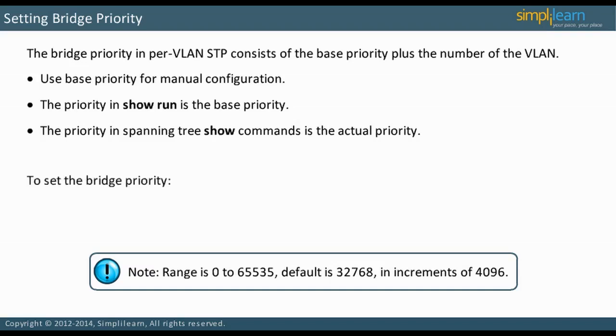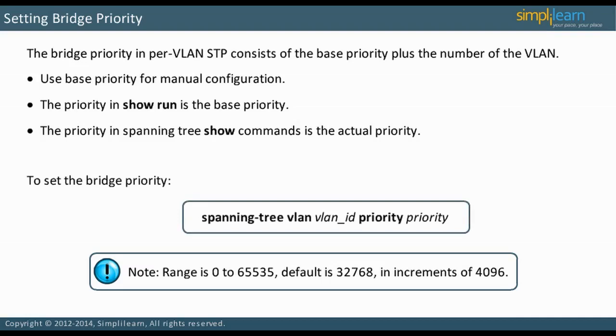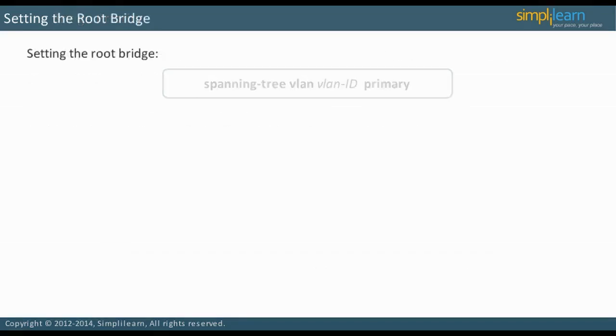To influence root bridge election manually, using this command would require checking all switches' bridge priorities to make sure that the lowest priority is configured. The root bridge can be specified with the command. Let us discuss this in the next slide.